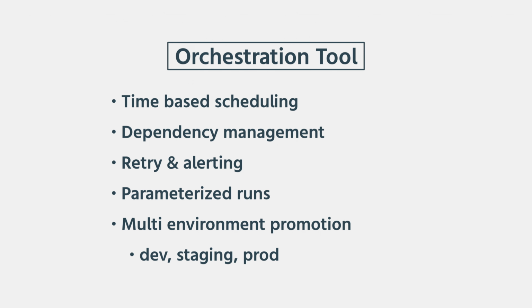We need a scheduler to run at fixed or event-based intervals. We need dependency control so extract steps finish before downstream transformations or model refreshes. When a run fails, we want retries and alerts, not a silent exit in a terminal window. We also want to manage parameters and credentials cleanly across multiple environment settings. That is the role of an orchestration tool.